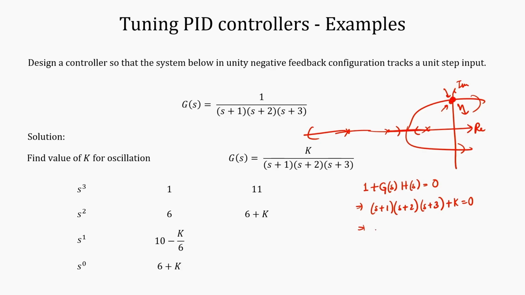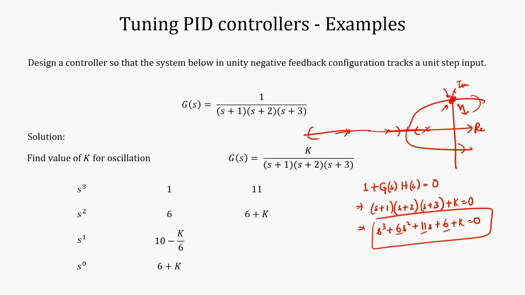And then once you expand this, it will come out to be s cube plus 6s square plus 11s plus 6 plus k equal to 0. So, this will be the equation that you have. If you write down 1, 11, then 6 and 6 plus k, and then write down the complete Routh's table, this is what you will get.